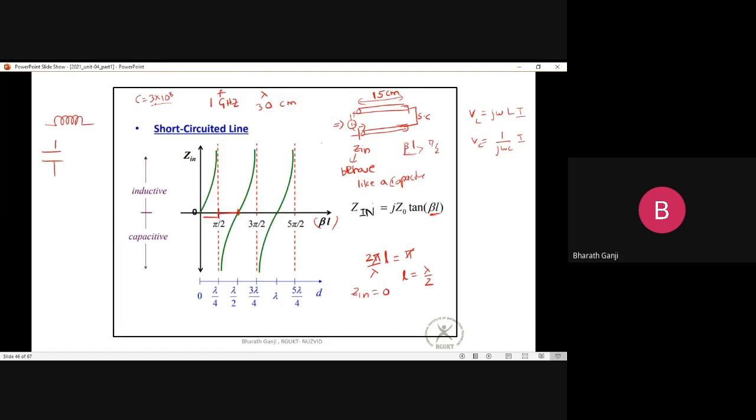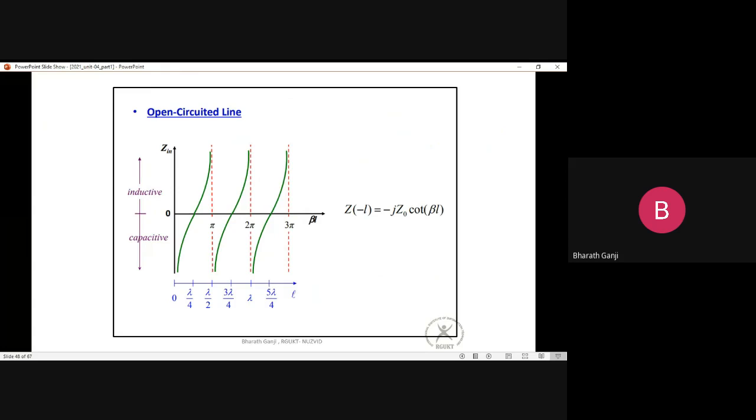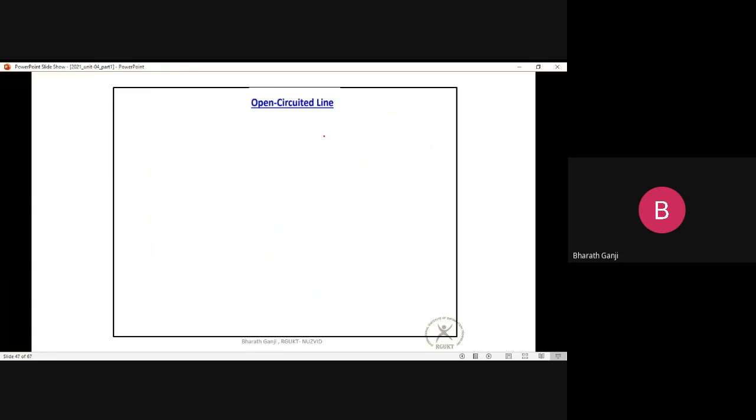That is nothing but an open circuit line. So for an open circuit line, I just left it open. Say for now, let us assume it is lossless. And this line here is just left open, so it is open circuited. So now what happens to the input impedance?